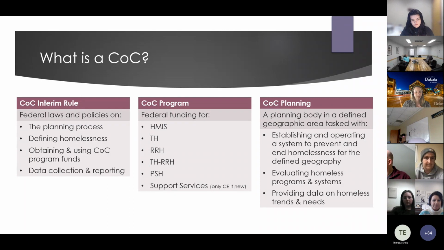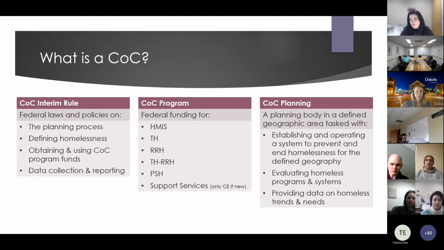What is the Continuum of Care? The COC is a HUD mandated program that's basically broken down into three sections. There's the interim rule, the program itself, and then planning. So the interim rule is the laws and rules for which COC funding and planning operates. The rules reflect the planning process, the definition of homelessness, how to obtain and use your COC program funds, and it outlines data collection and reporting that we are required to do as a continuum of care.